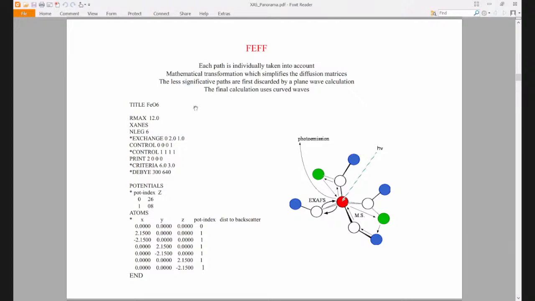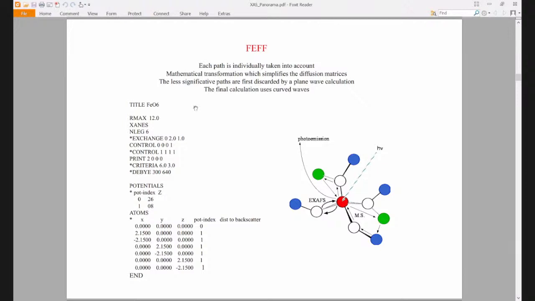And most of the time, you are using it. FEFF is able to calculate everything, and is able to calculate all the FEFF sheets that you need to analyze it. That's why now people are using this code, which is easy to run, to find all the FEFF sheets that you will need to analyze XAS. Okay?